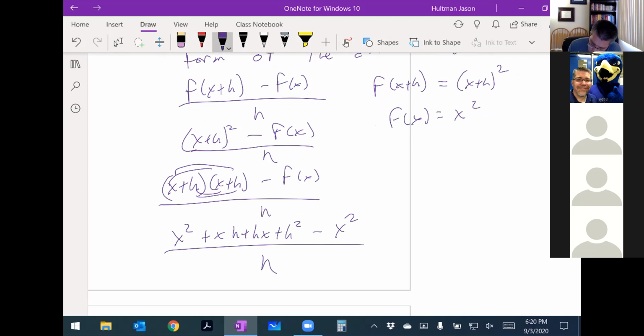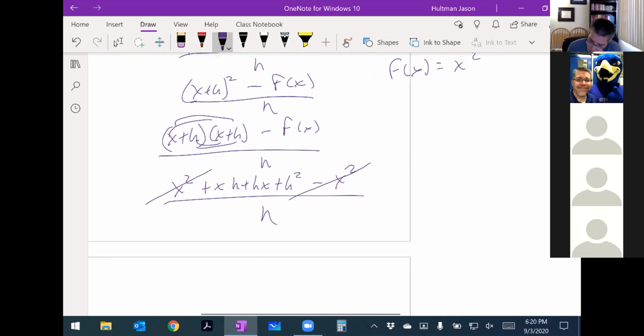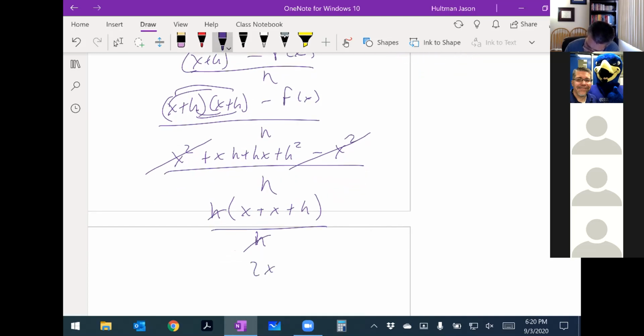And lo and behold, what do we notice? The x squareds will cancel out. That's kind of nice. I could also factor out an h in the top. This is going to be h times (2x plus h), all over h. And what cancels? Well, the h's cancel, and I'm left with 2x plus h, and that's the difference quotient.